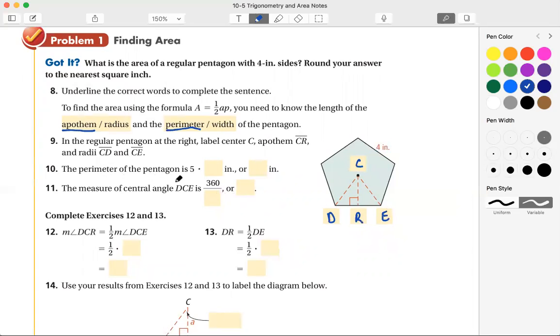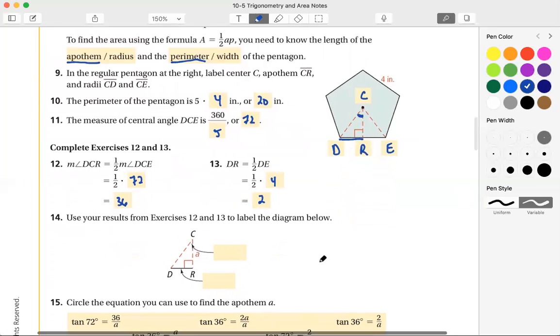So the perimeter of the pentagon is going to be 5 times 4, which is 20. The measure of a central angle, so this whole big one, is going to be 360 degrees divided by 5, or 72. So to find the measure of one of these little angles, I take 1/2 times the central angle, and I get 36. The length of just a little piece here is going to be 1/2 of this whole side length, which is 2. So drawing a little piece that we have here, the measure at the top is 36 degrees. And this length here is going to be 2 inches.